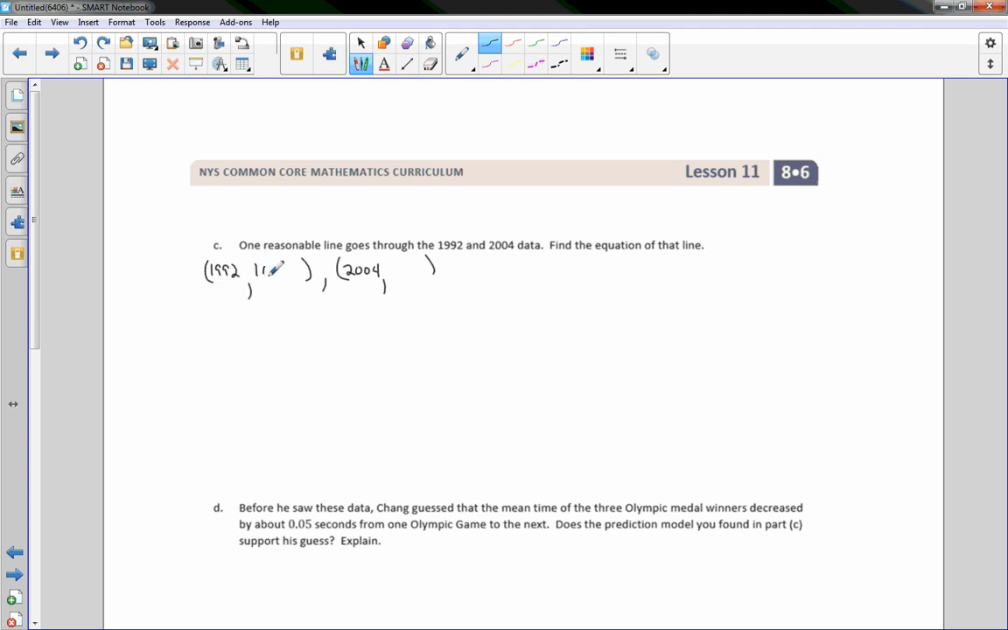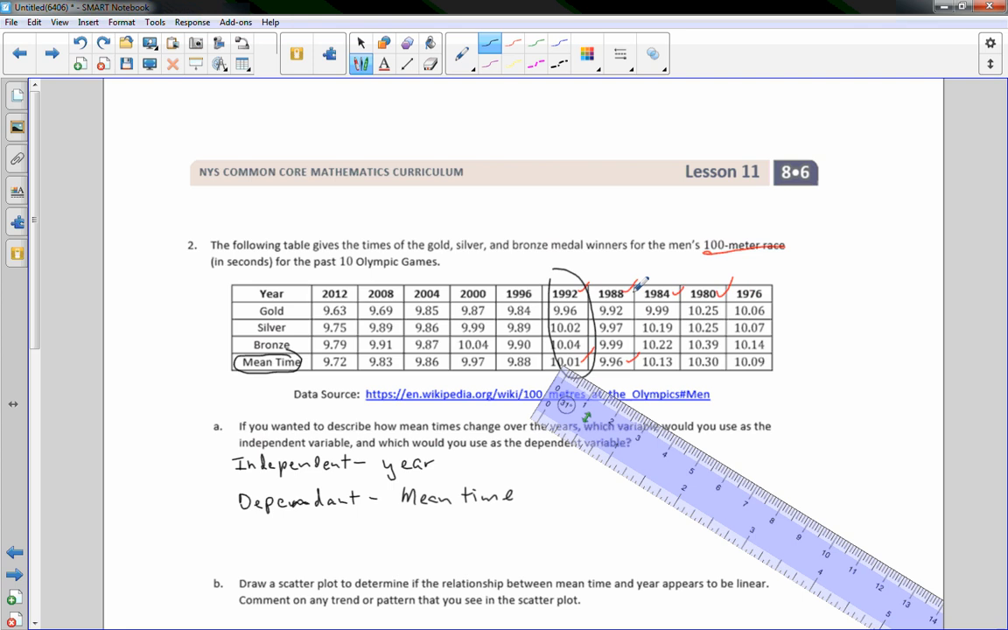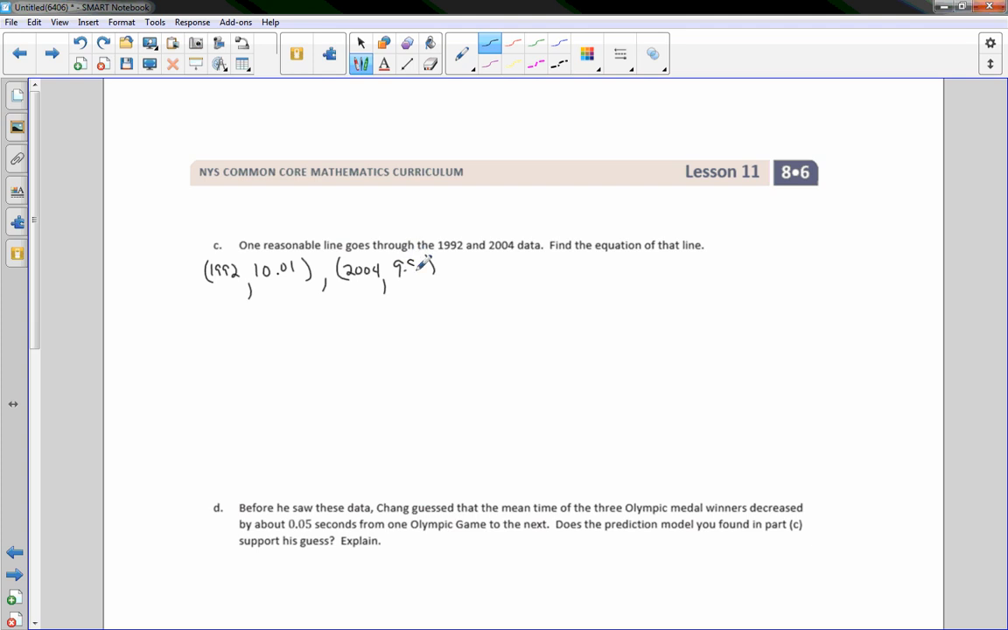1992 was 10.01, and 2004 was my other time. So 2004 is here, and it's 9.86. So there are my 2 points that they're asking us to do a line of fit. Okay, so what I'm going to do is find the slope, or the rate of change, where this is x1, and this is y1, and this is x2, and this is y2.